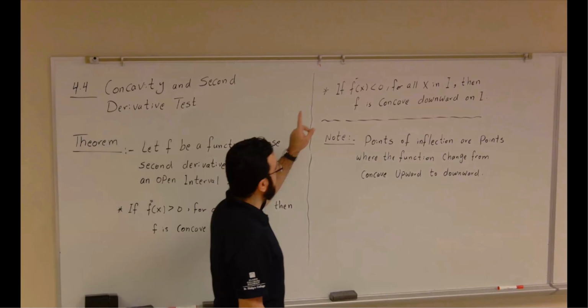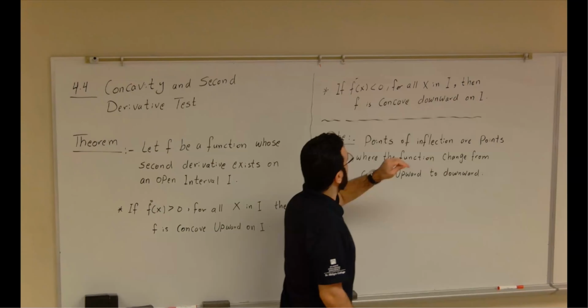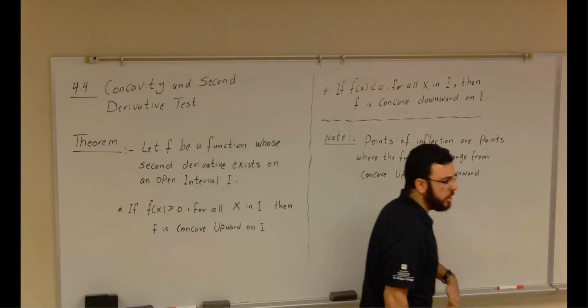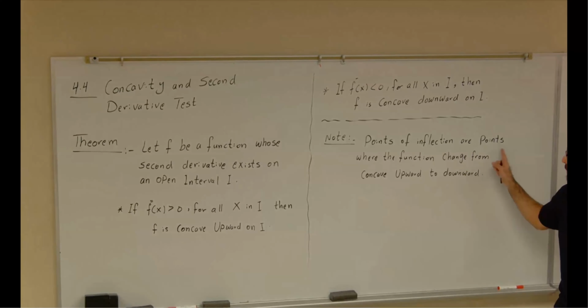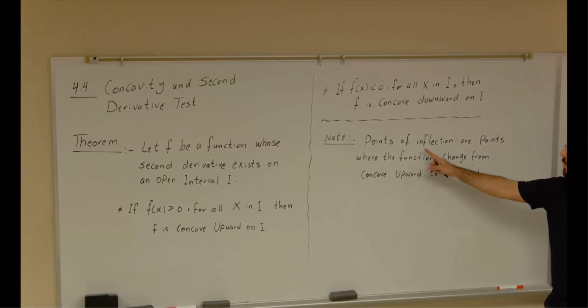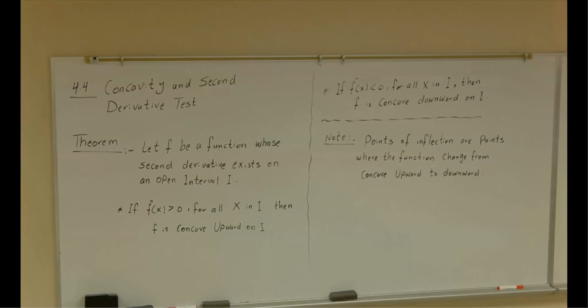If the second derivative is less than zero, the function is concave down. If the function is concave up and then concave down at a certain point, this point is called what? Point of inflection. They're going to ask you for the point of inflection when you have concave up and concave down at certain points.